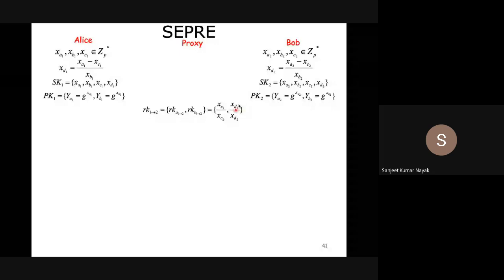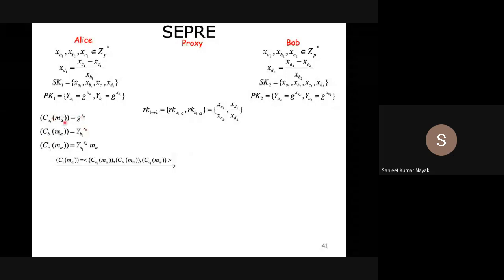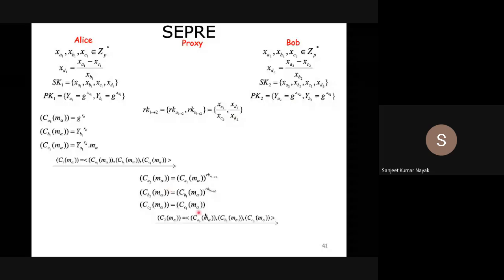This re-encryption key is XC1 by XC2 and XD1 by XD2. Once Alice has encrypted the data with her public key, Alice will send this data to the proxy. Now what will the proxy do? The proxy will convert this data encrypted with the public key of Alice to data encrypted with the public key of Bob using this re-encryption key. Then the proxy sends this data to Bob, and Bob can decrypt it and get the data, that is M alpha.